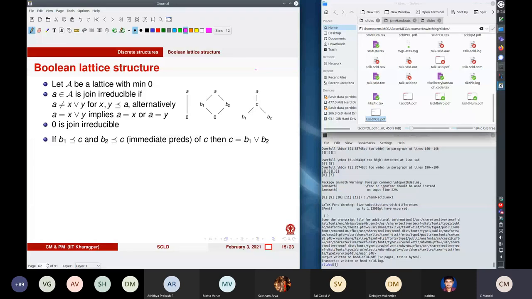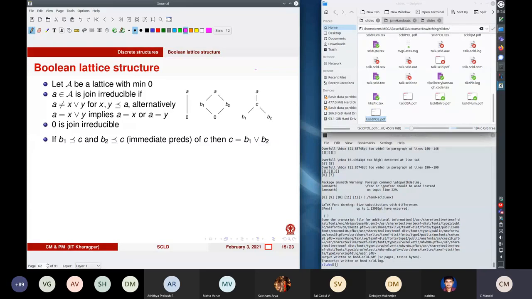When we say that an element is join irreducible, what we simply mean is that you cannot express that element as the join of two other elements. Or what should I say, you cannot express an element as a non-trivial join of two elements. So what is a non-trivial join?